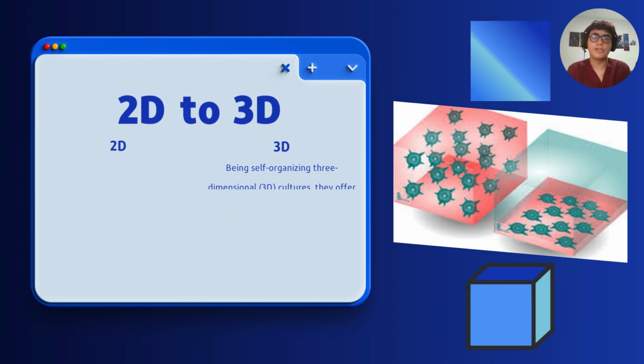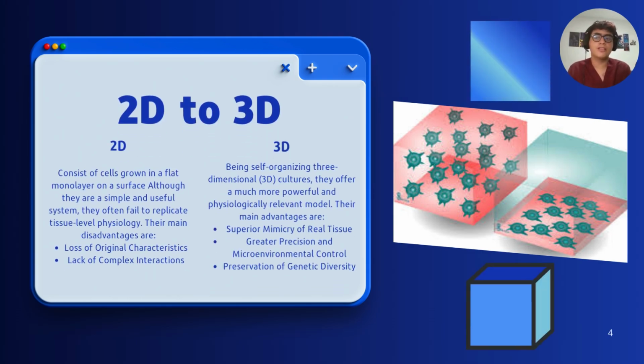For over a century, research relied on 2D cell cultures, where cells grow in a flat layer. These models often fail to replicate true tissue physiology. A flat structure limits the critical cell-to-cell and cell-to-matrix interactions that drive tissue dysfunction and disease.